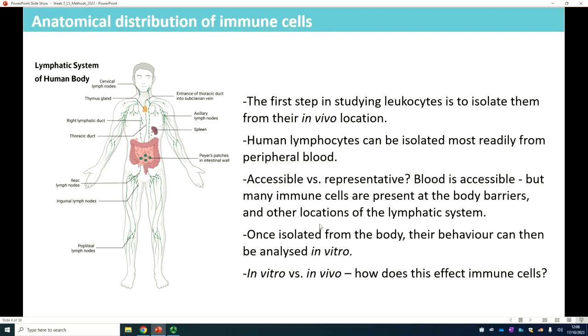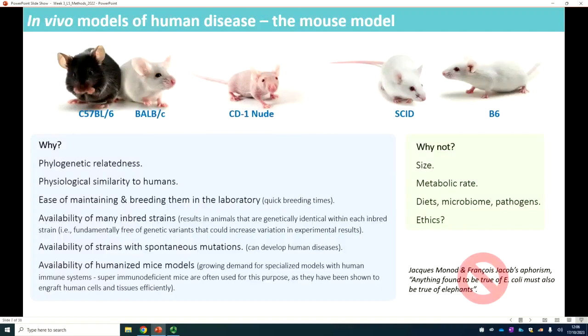Once they're isolated from the body, their behavior can then be analyzed in vitro, and that also brings in one other question, in vitro versus in vivo. How does that affect immune cells? Because when you're looking at it in the body, the cells are surrounded by their natural environment. If you take them out and study them in vitro, then they're in a different situation, and what effect does that potentially have on their function? So there are just some things that you need to be aware of.